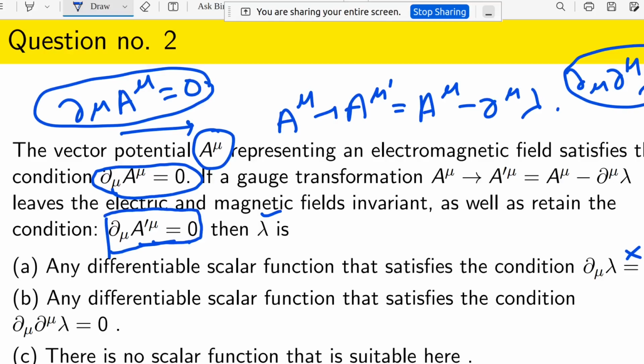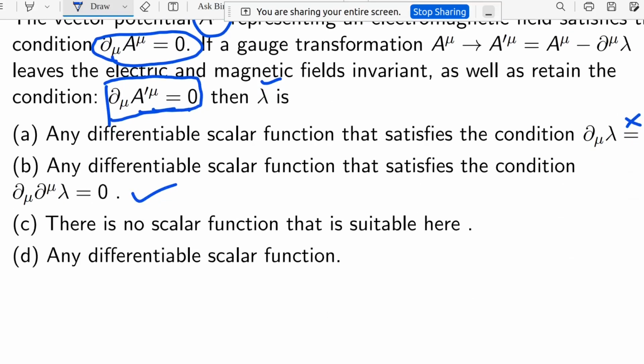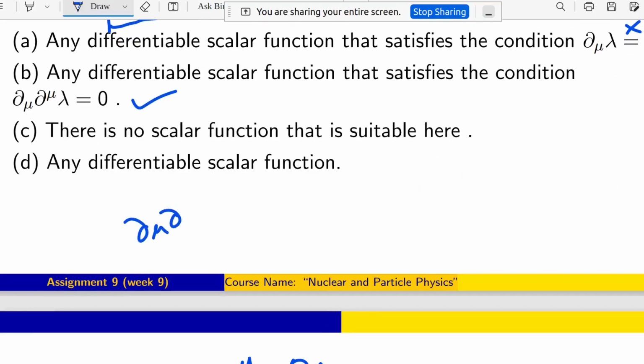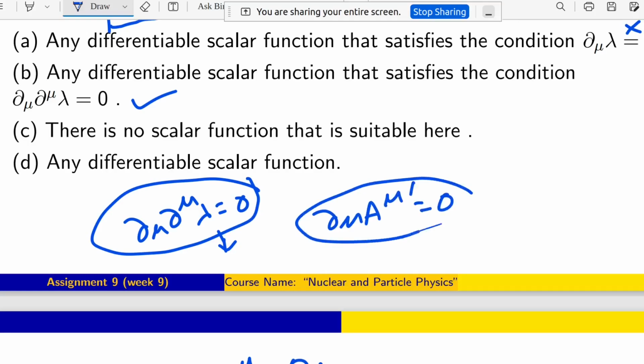Now see, whatever we have written here, we get the same one as option number B. So option B will be the correct one. Now coming to C, there is no scalar function that is suitable here. Obviously it is not correct because we got a condition that del mu lambda should be 0. If lambda satisfies that condition, then lambda can be a scalar function which retains the del mu A mu prime equals 0 condition. So it is not correct.